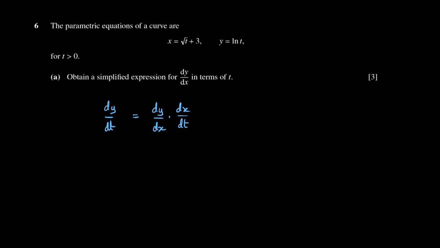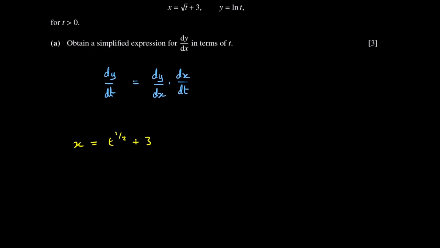Okay, now then, let's find dx dt. So if x is equal to t to the power of a half plus 3, by the way, I suggest you write in indices form. I think it's very helpful. Then dx dt is going to be equal to a half t to the power of minus a half, and then 3 differentiates to give 0. And if y is equal to ln t, then dy dt is going to be equal to 1 upon t.